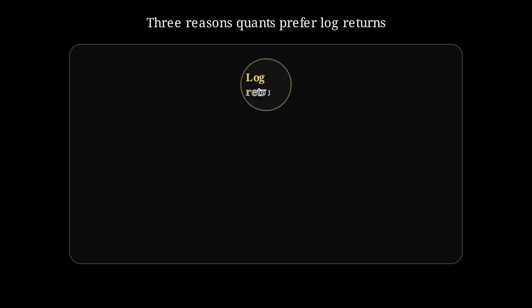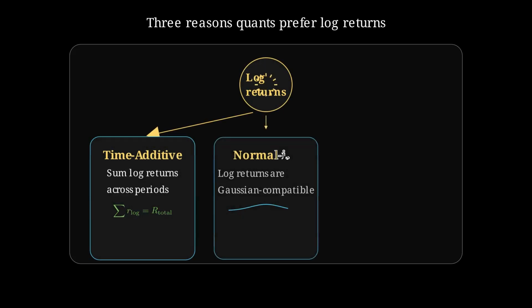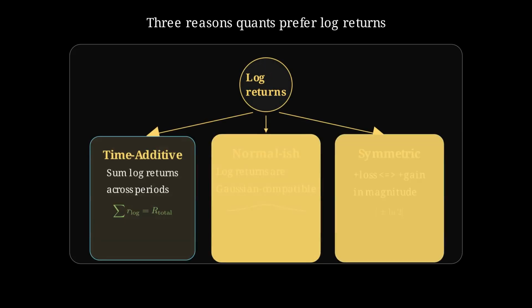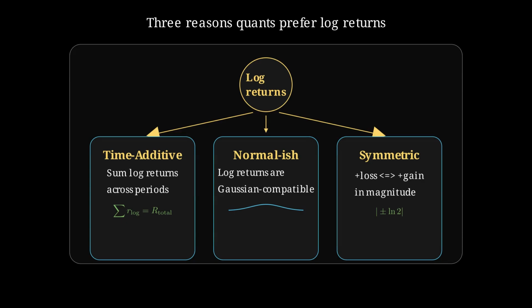There are 3 reasons quants prefer log returns, and they reinforce each other. First, time additivity. You can sum log returns across days to get the period return, making aggregation trivial. Second, normality. When you model prices with a log normal process, the standard assumption in options pricing, the log returns are the thing that is normally distributed. Summing them connects naturally to the central limit theorem.